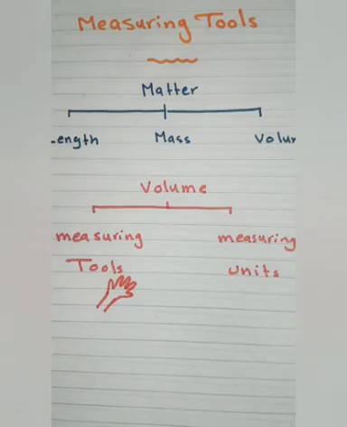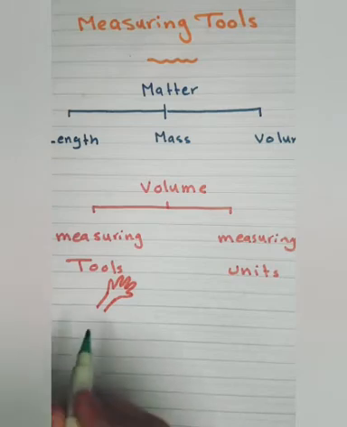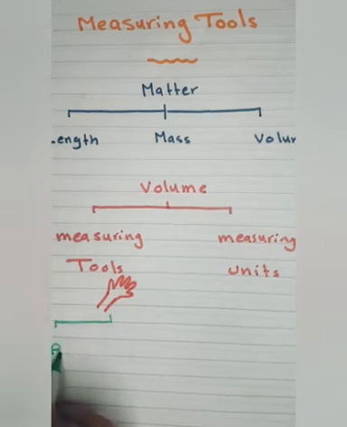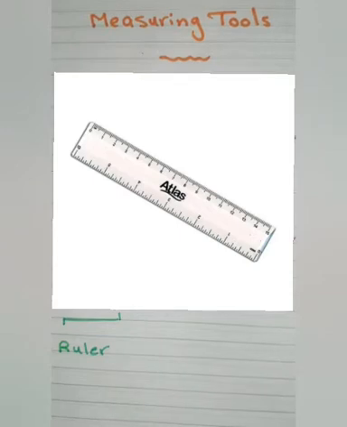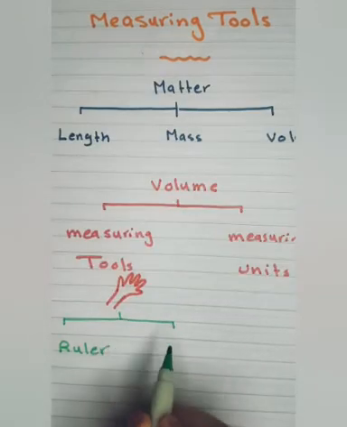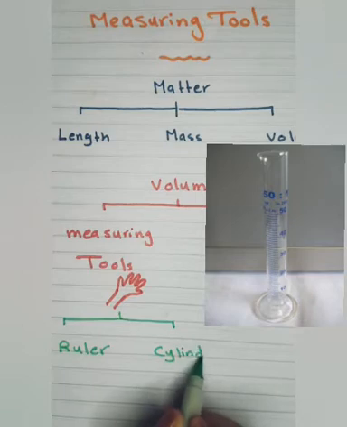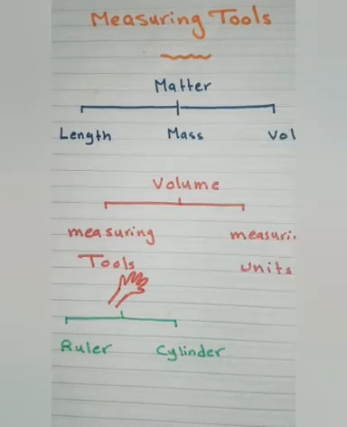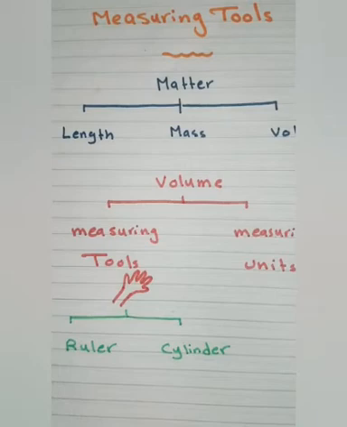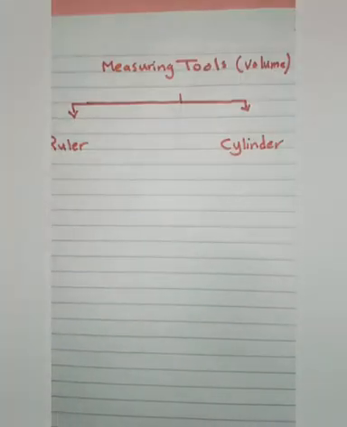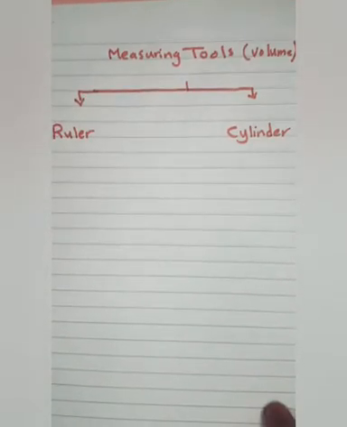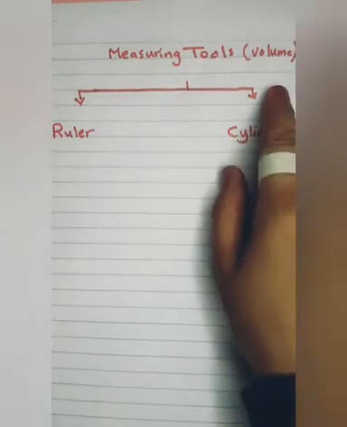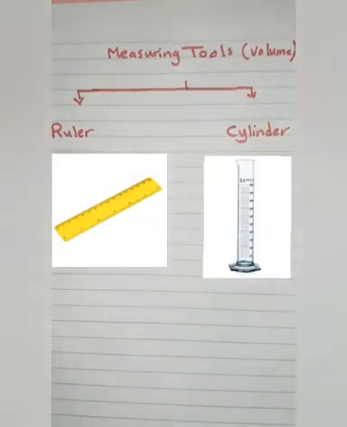We have two measuring tools of volume, which are the ruler, or graduated ruler, or measuring ruler, اللي هي المسطرة العادية, and the cylinder. In which cases do we use the ruler and in which cases do we use the cylinder? As I told you before, the measuring tools of volume are ruler and cylinder.